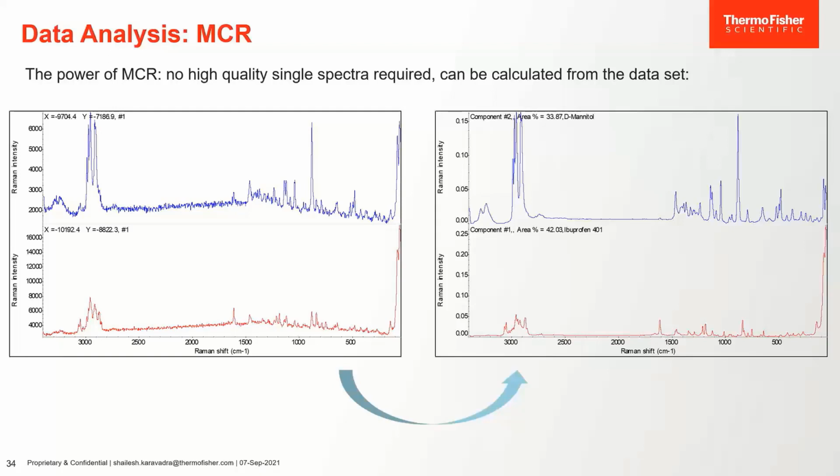With the power of MCR, you don't need high quality single spectra. They can be very quickly calculated from spectra taken from Raman spectroscopy in a few seconds, and from the data set we can then calculate the component percentage area. For example, this is a spectrum in blue taken very quickly of the sample, and then the area calculated live, while you were watching the sample. So for example, here 33.87% was the area coverage of D-mannitol on the sample surface.